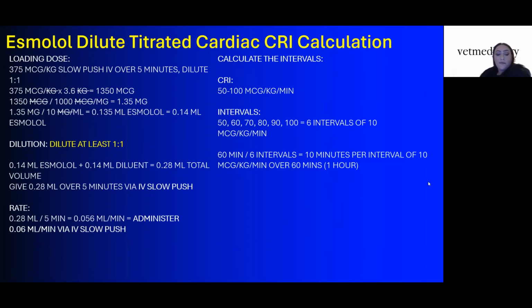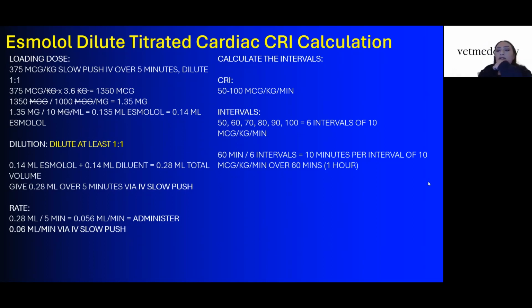How much do you give a minute? So 0.28 mils divided by 5 minutes is 0.056 mils per minute. So administer 0.06 mils per minute on your syringe via IV slow push over that 5-minute period.